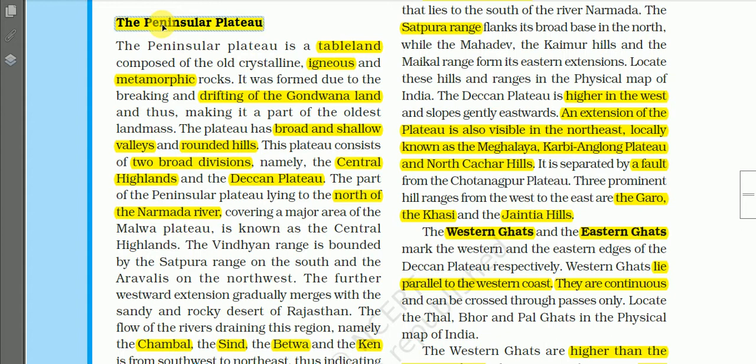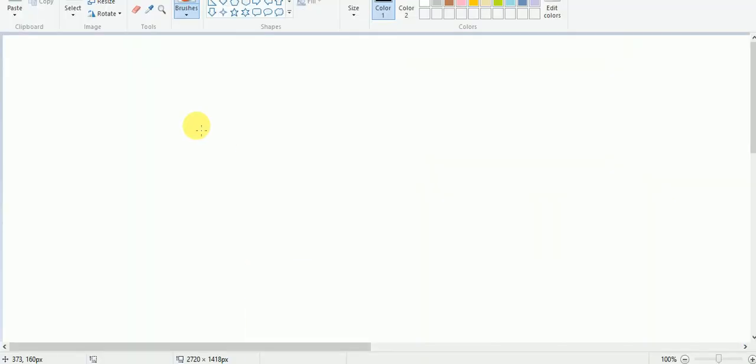So this is the third physiographic division, the Peninsular Plateau. Let us read. The Peninsular Plateau is a tableland composed of the old crystalline, igneous and metamorphic rocks. All of you know what a plateau is. It looks like a tableland, a flat top, as you see here. So it is a flat top highland in this way. This is what I call a plateau or tableland.